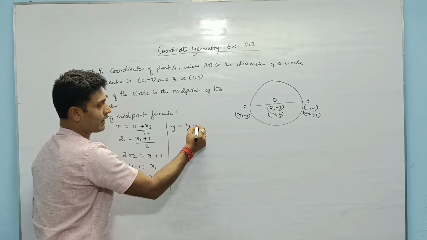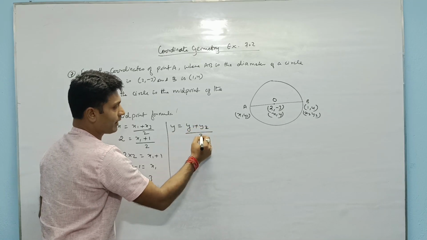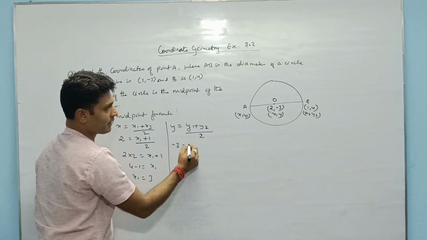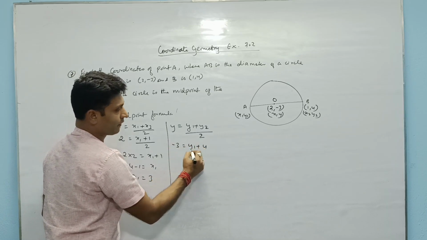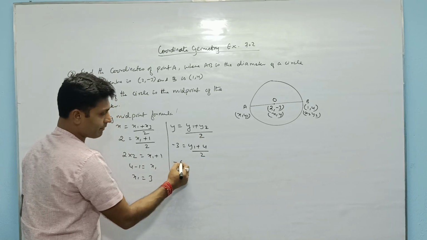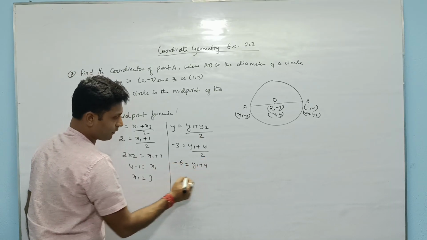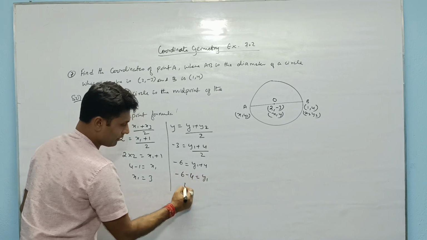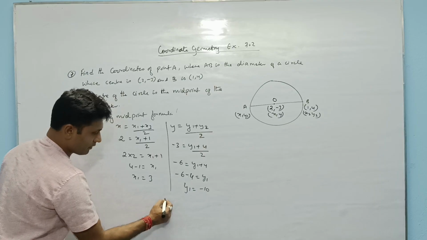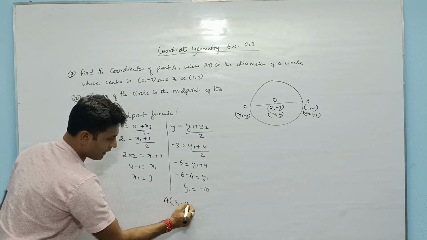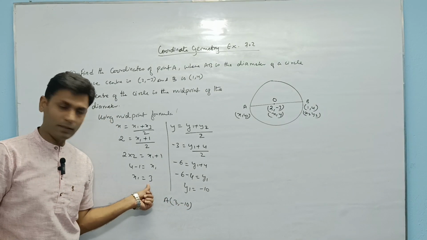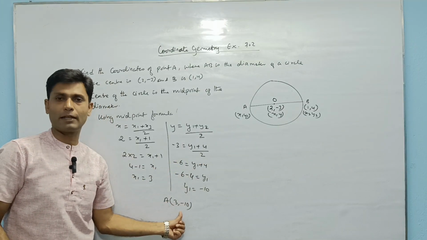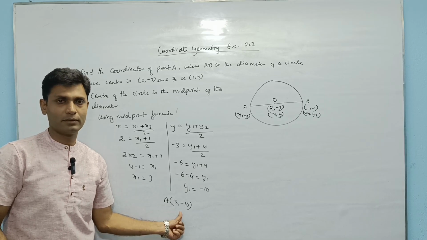Likewise, y is equal to y1 plus y2 by 2. y is given how much? Minus 3 is equal to y1 plus 4 divided by 2. So 2 into minus 3 is minus 6, is y1 plus 4. So minus 6 minus 4 is y1, or y1 is minus 10. So what is A? 3, minus 10. Right? x1, y1. That is 3, minus 10. Fine? Okay.